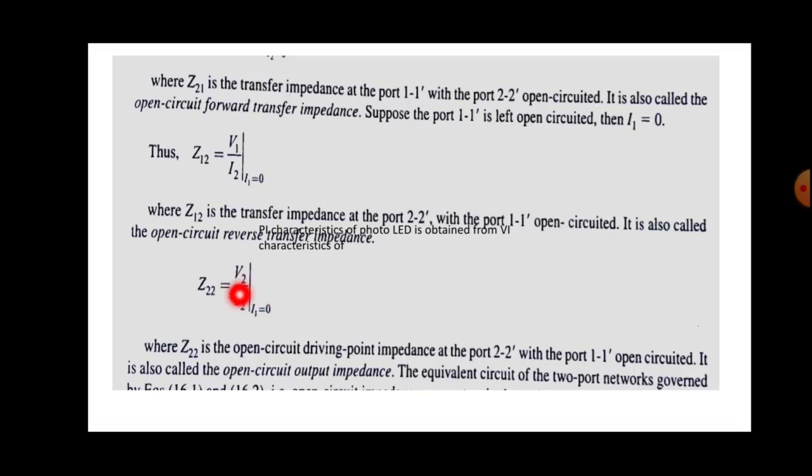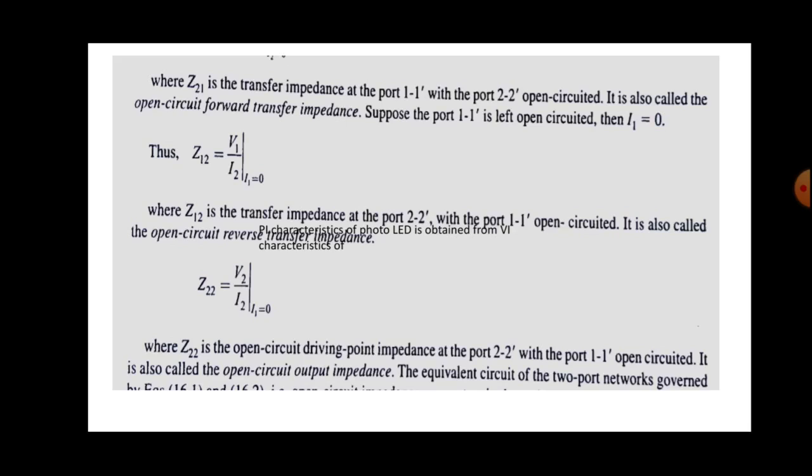So what does this indicate? This is the impedance itself, and it relates the voltage and current of the same port. So Z22 is the open circuit driving point impedance at port 22 dash with port 11 dash open circuited. It is also called open circuit output impedance. In the previous case, V1 by I1 was the open circuit driving point impedance at port 11 dash, called open circuit input impedance. Here Z22 represents the open circuit output impedance.